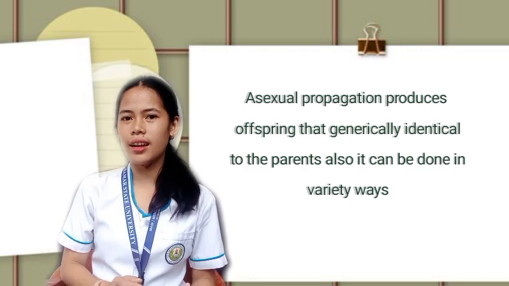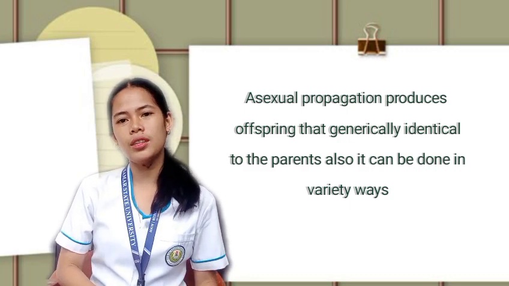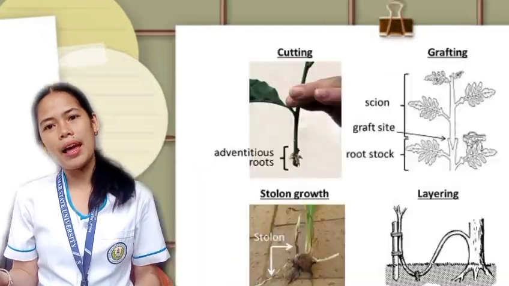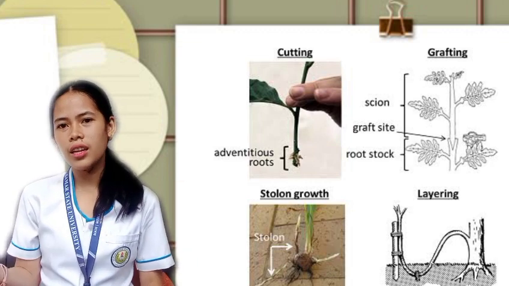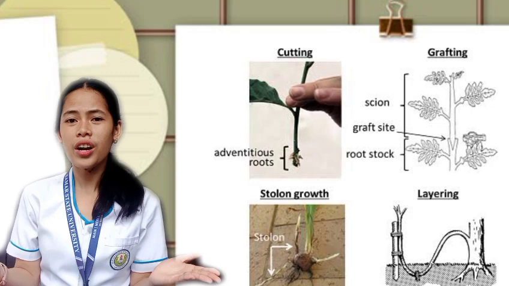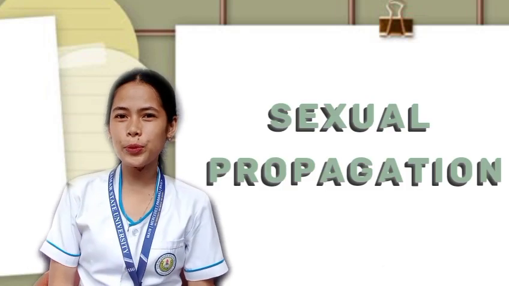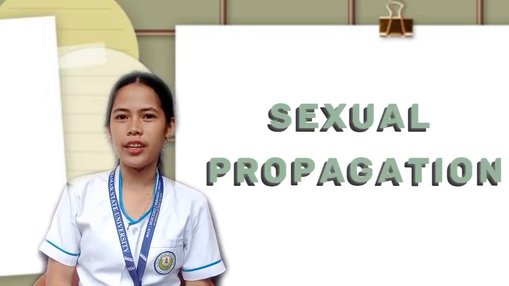Also, it can be done in a variety of ways, including cutting from a plant, grafting parts of two plants together, layering, division, and grafting. And now, let's proceed to sexual propagation.